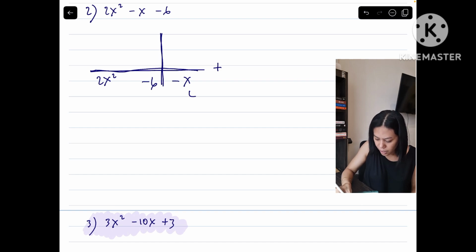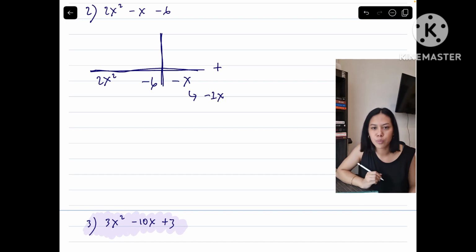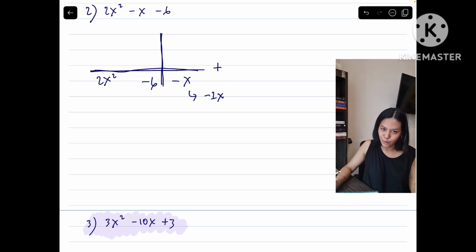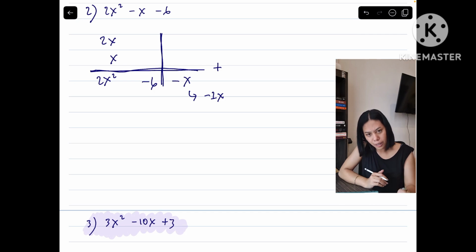Okay, this is the same as negative 1x. There's an invisible 1 there. So we want to find two numbers that, if I multiply, equal 2x squared. So the two numbers are 2x and x. Can I put x at the top and 2x at the bottom? You can. It doesn't matter. 2x and x or x and 2x is fine.